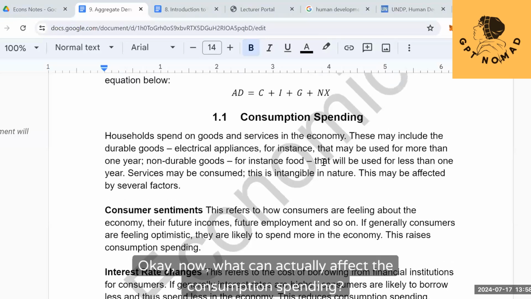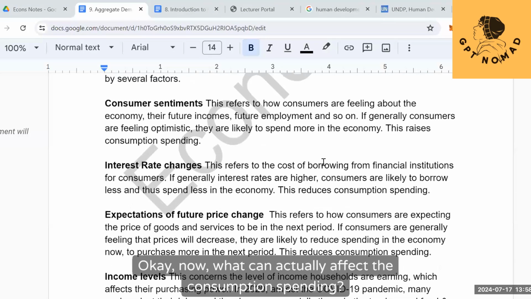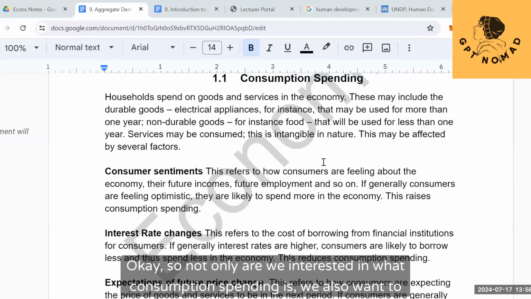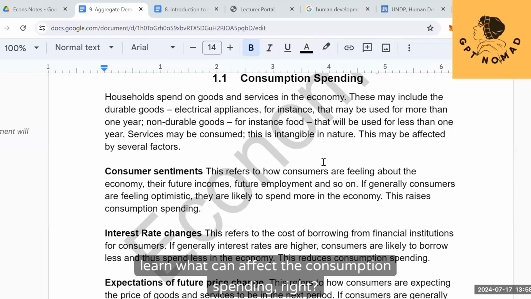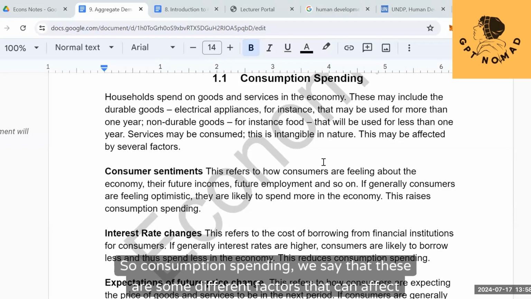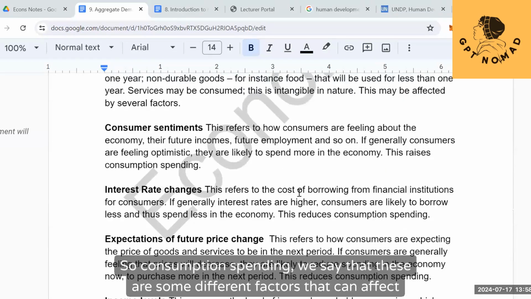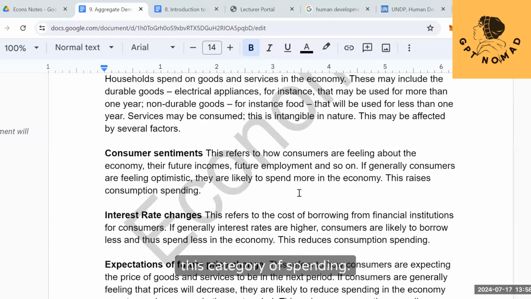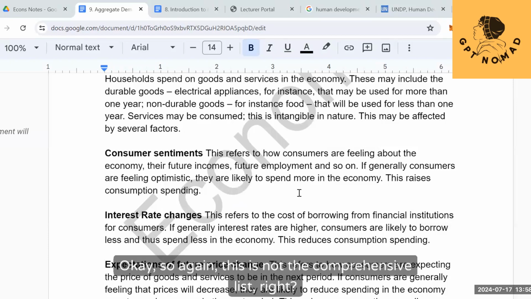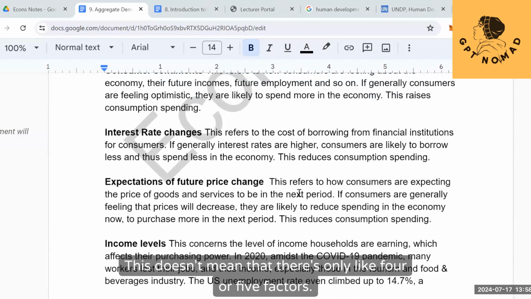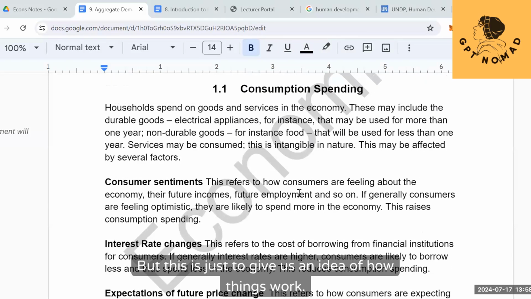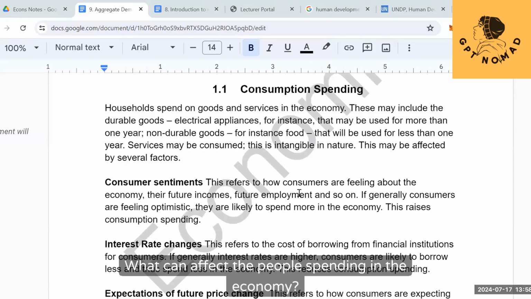Now, what can actually affect the consumption spending? Not only are we interested in what consumption spending is, we also want to learn what can affect the consumption spending. So these are some different factors that can affect this category of spending. Again, this is not the comprehensive list. This doesn't mean that there's only 4 or 5 factors, but this is just to give us an idea of how things work. What can affect the people spending in the economy?